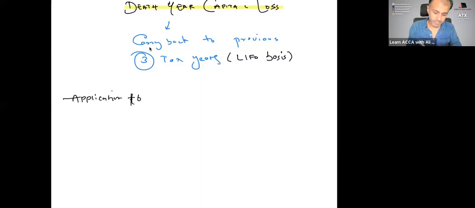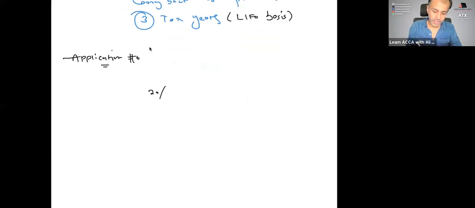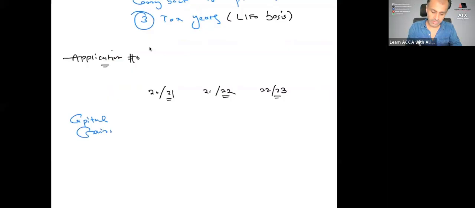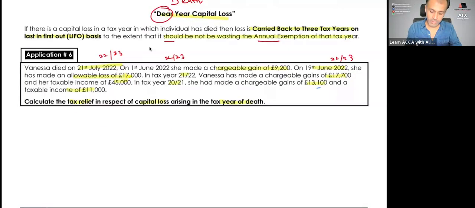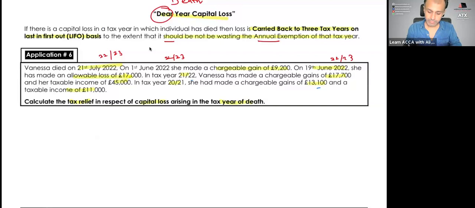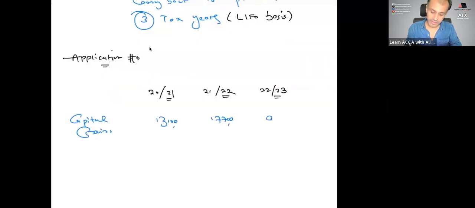So the chronological order: the 2020-21 tax year will come first, then 2021-22, and then 2022-23. We can write down those gains and the losses. We have the capital gains in the 2020-21 tax year is 13,100. In 2021-22, it's about 17,700. And then in this tax year, it's about 9,200 is the figure of gain.